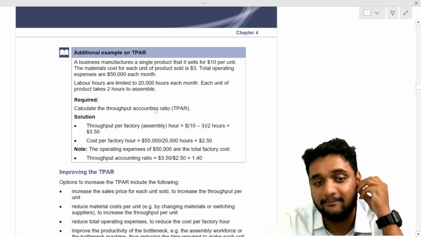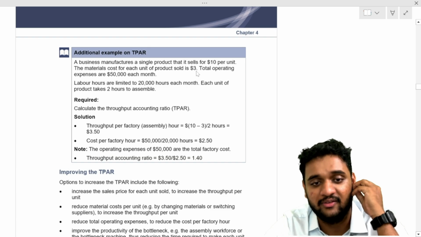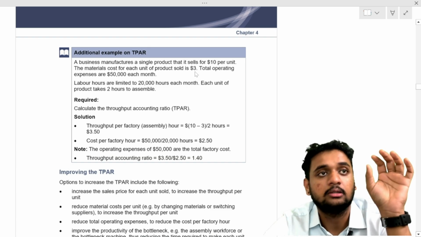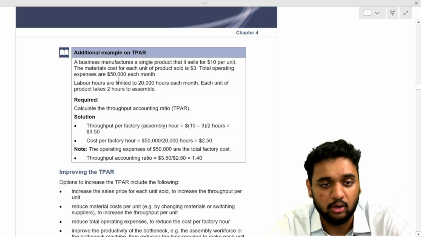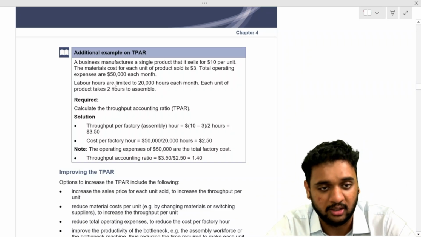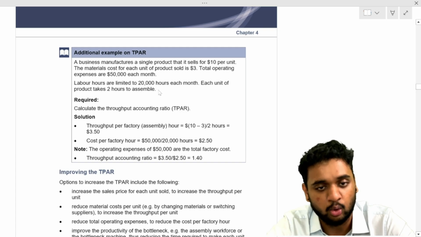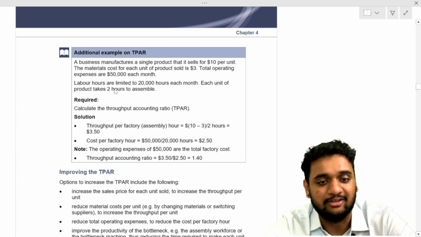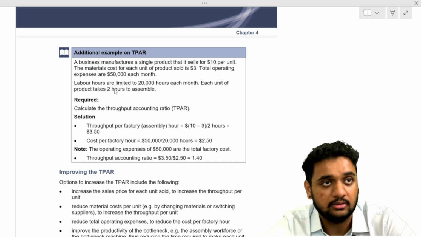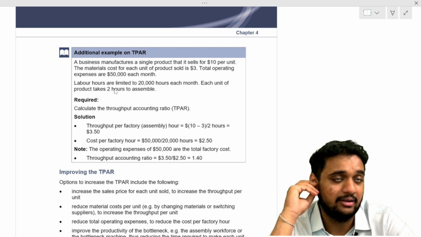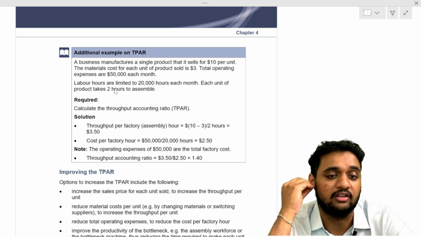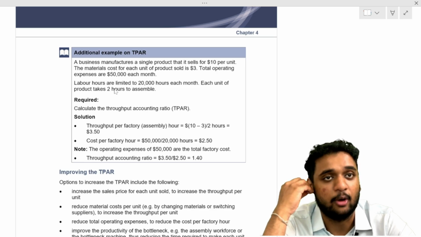Selling price is 10, material cost is 3. With that, what can we find out? Throughput, which is 7: sales minus direct material. Total operating expenses are 50,000 rupees per month. Labor hours are limited to 20,000 hours each month. Each unit takes 2 hours to assemble. They're asking for TPAR. First, what is the numerator? Throughput per bottleneck, or return per bottleneck. Throughput is 7, divided by the bottleneck per unit, which is 2. 7 divided by 2 is 3.5.